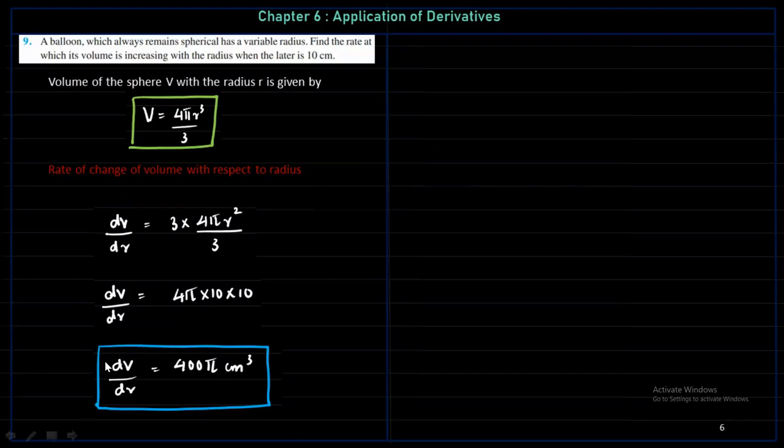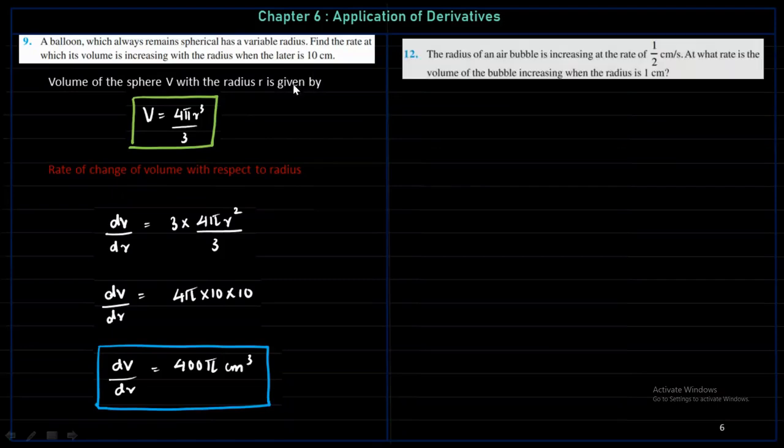How volume is changing with respect to the radius. Here you have to be very careful about what is asked. If it was rate of change of volume with respect to time, it would be different. You would require dr by dt in that case. Here, dr by dt is not at all required.